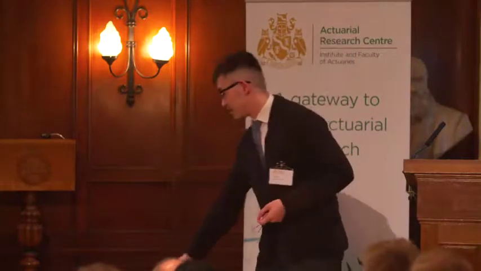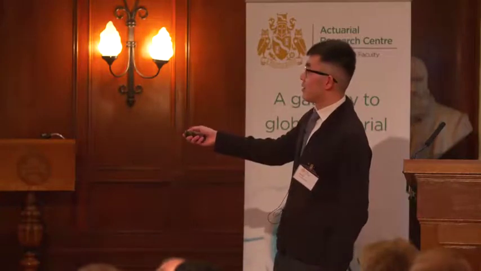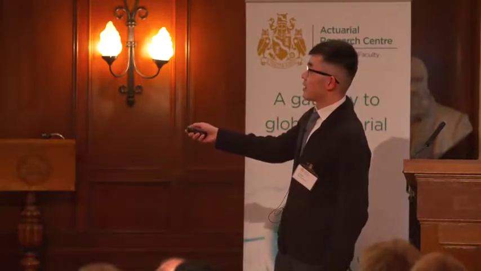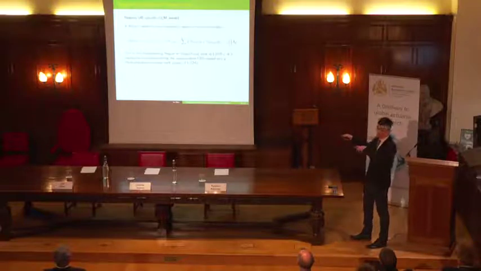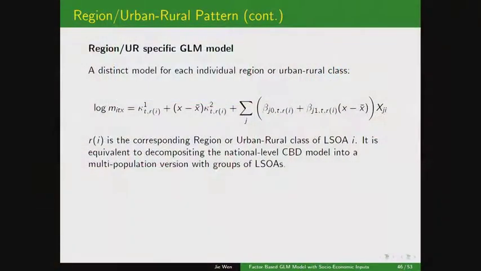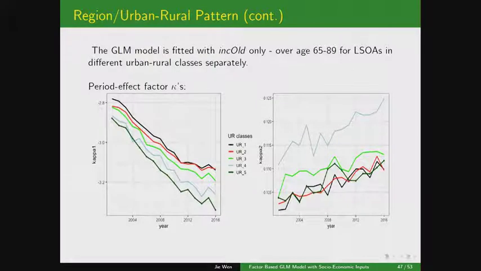This is exactly the same model as what I have talked about, with the same structure, with time dependency and age interaction. The only difference is that this model is fitted to RSOEs in different regions or urban-rural classes separately, in order to highlight the difference across these groups. So R_i here is the corresponding region or UR class that RSOE i belongs to. And here are the estimated kappas, not at national level but at regional or class level.